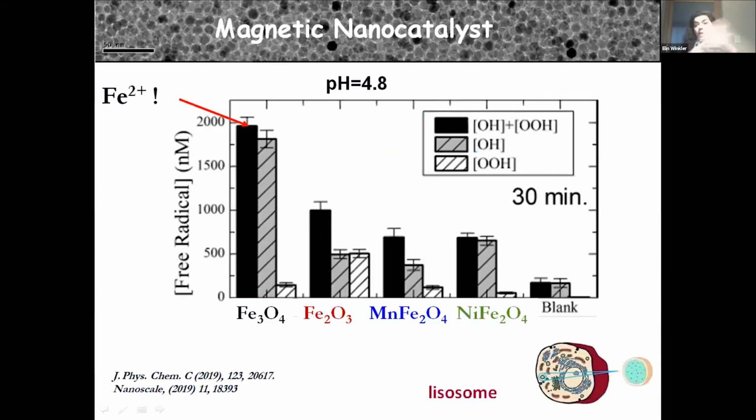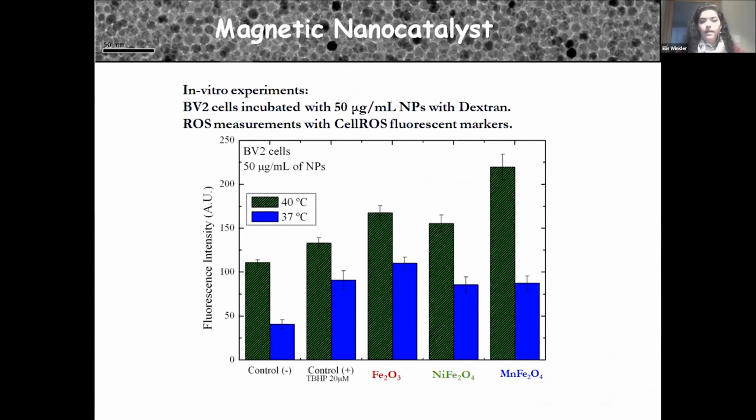Well, in that way, we can quantify the concentration of free radicals, and this, for example, corresponds to the magnetite, which is the sample that produces the largest concentration of radicals. When the surface is oxidized, or in the case of manganese ferrite or nickel ferrite, the concentration of free radicals is reduced. This measurement is performed at 4.8 pH, and when the measurement is made at neutral pH, the system does not produce free radicals. So, sorry, we are near the end of the talk.